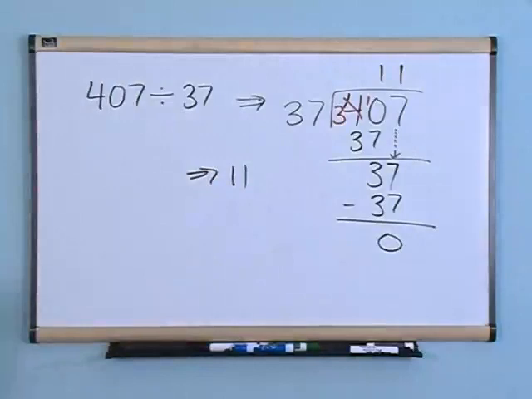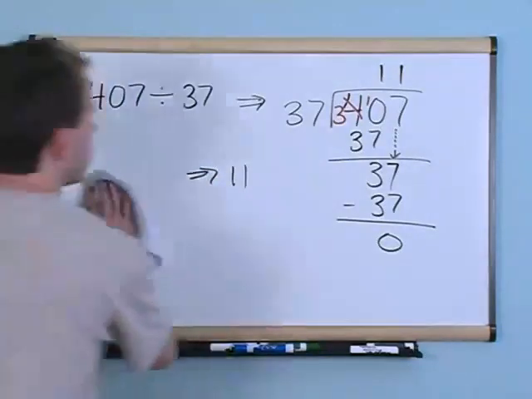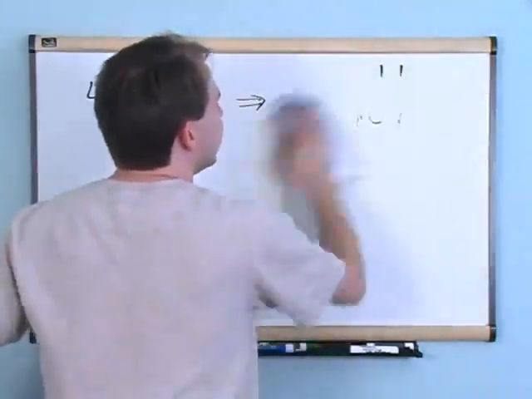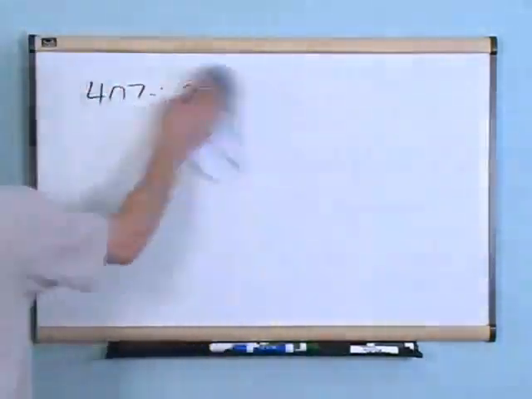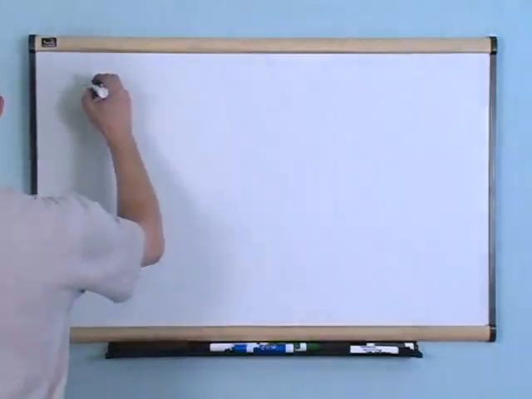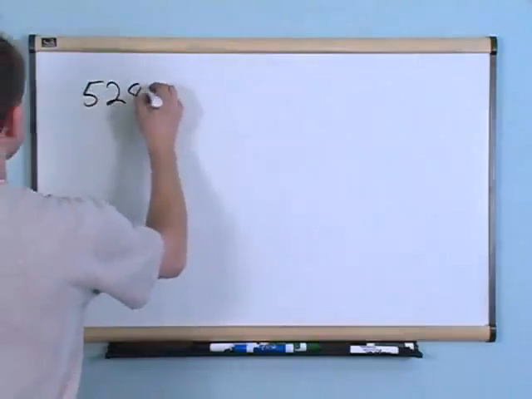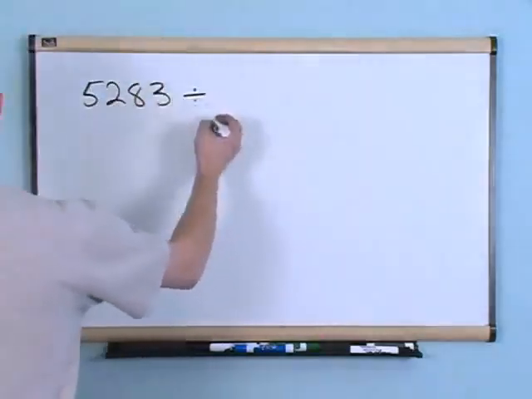37 can go into 407 11 times. Okay? Now we're going to do one final problem. It's going to look really, really complicated. It's probably the hardest problem we're going to work here, and I'm just going to give it to you so that you can get some practice working a bigger problem.